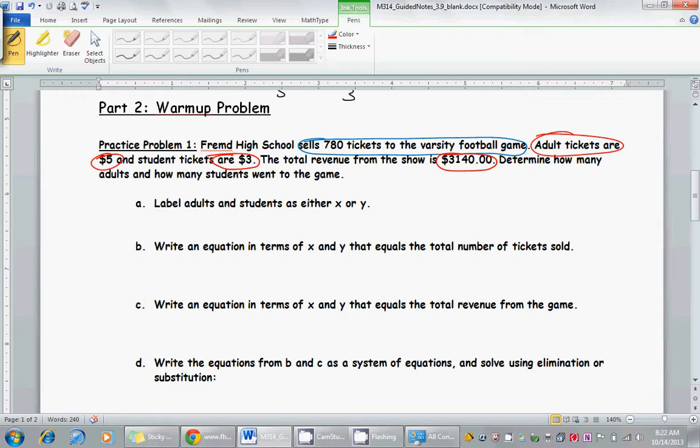I'm going to circle this in red as well, because all three of these are talking about money. I have a feeling I'm going to make an equation out of these three pieces of information. The last thing here: determine how many adults and how many students went to the game. So, part A, label adults and students as either X or Y. I'm going to go with adults as X and students as Y.